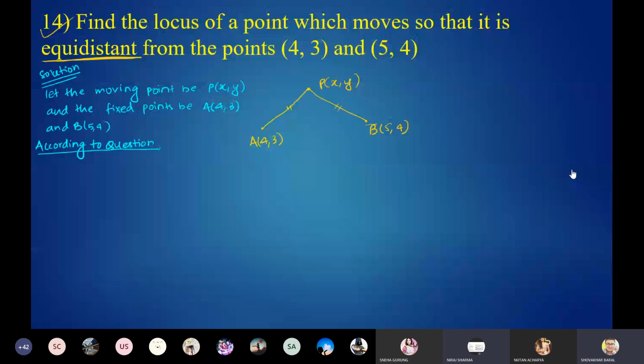Read from here, okay? So that it is equidistant from the points (4, 3) and (5, 4). The question says that the point P has to move such that the distance from P to A and the distance from P to B must be equal. So let me write it. The mathematical condition is PA is equal to PB, or you can simply write AP is equal to BP. No matter in which order you put, but let me suppose it is AP is equal to BP.